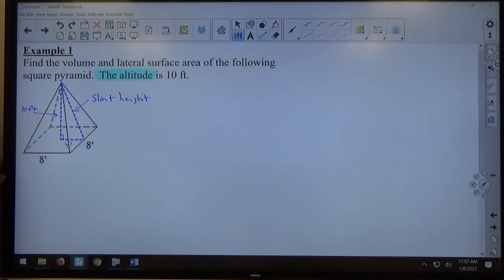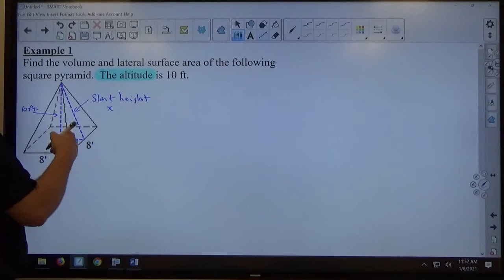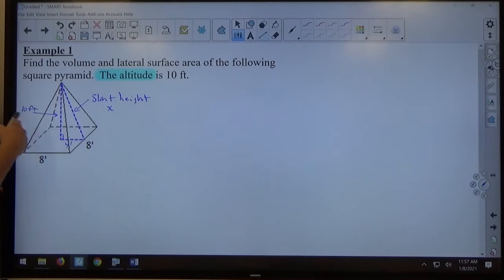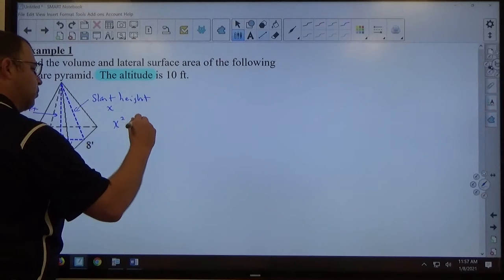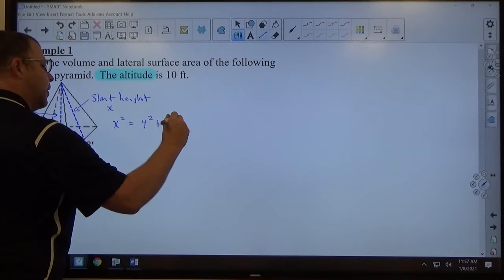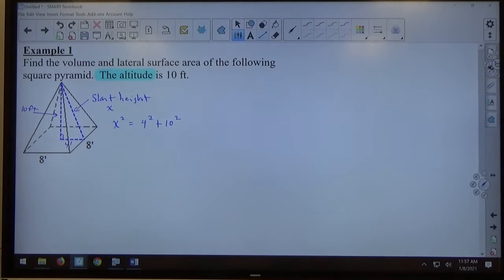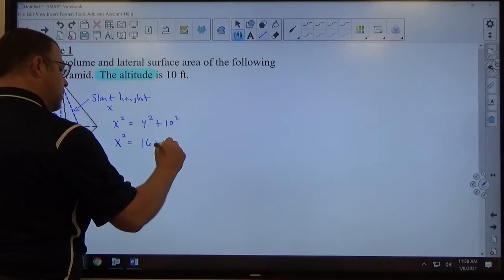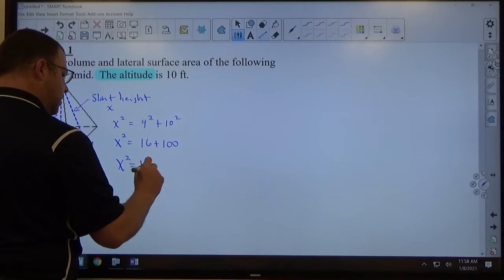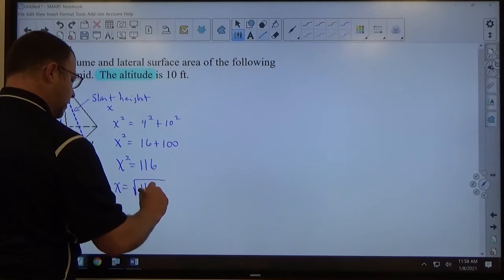And the slant height then can be determined by doing the Pythagorean Theorem. So if I call the slant height x, just give it a name, the slant height is the hypotenuse of this right triangle happening inside this pyramid. So I know that the hypotenuse squared equals one leg squared plus the other leg squared. Right angles happen quite often in pyramids, so the Pythagorean Theorem happens quite often in pyramids. So as soon as you see a pyramid, there's a possibility we'll have to use the Pythagorean Theorem. Okay, 4 squared equals 16, 10 squared equals 100. So x squared equals 116, which means x is going to be the square root of 116, 10 point something.